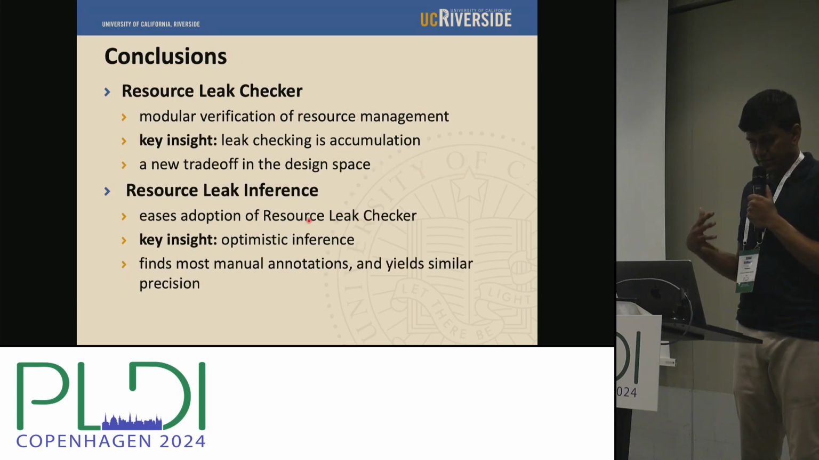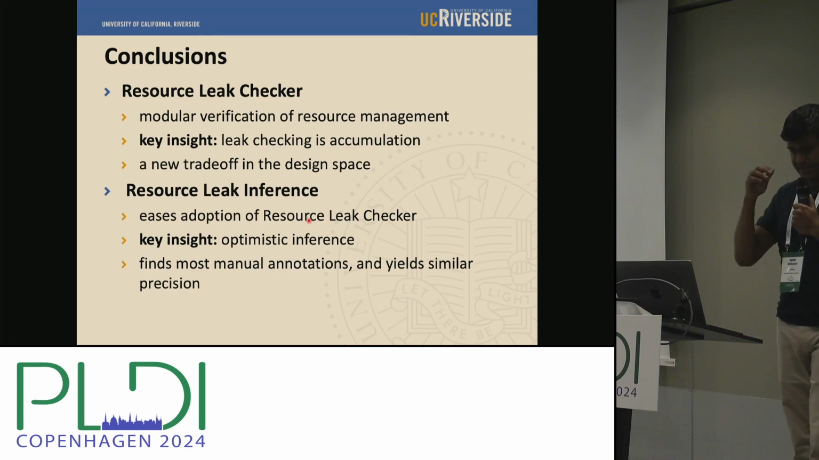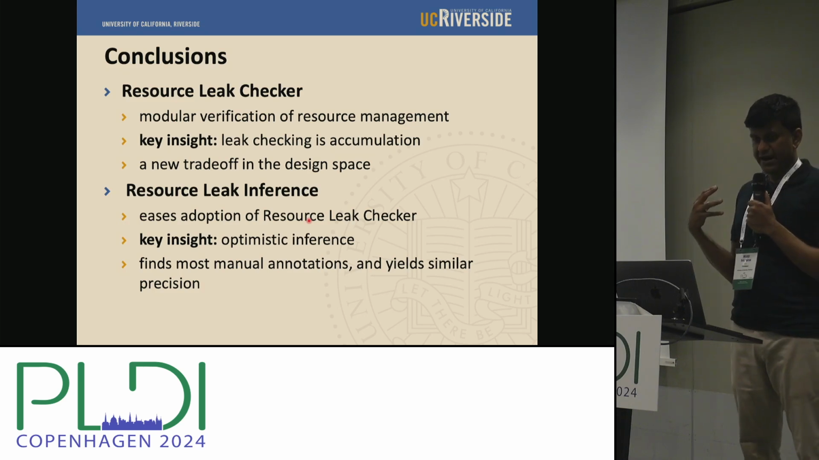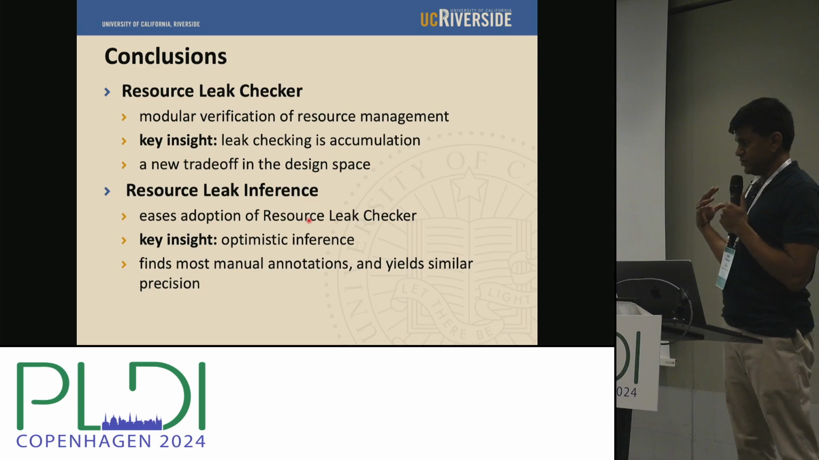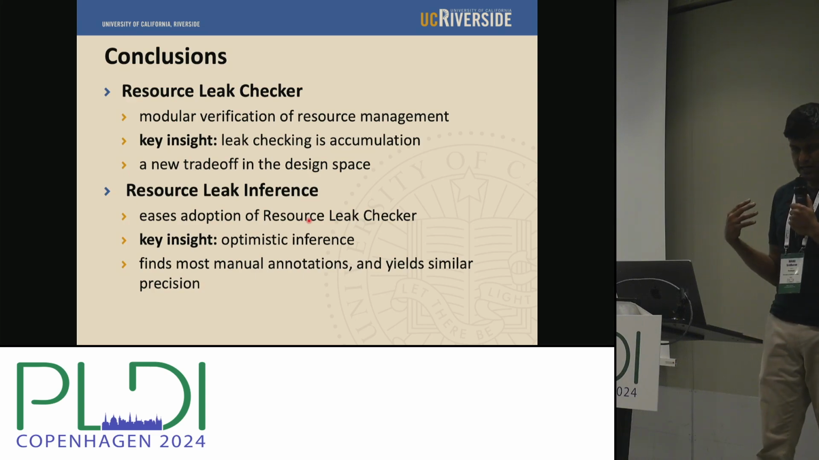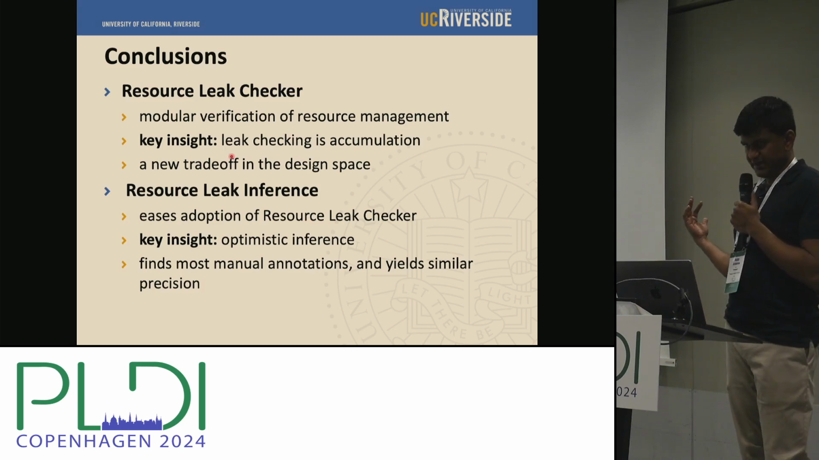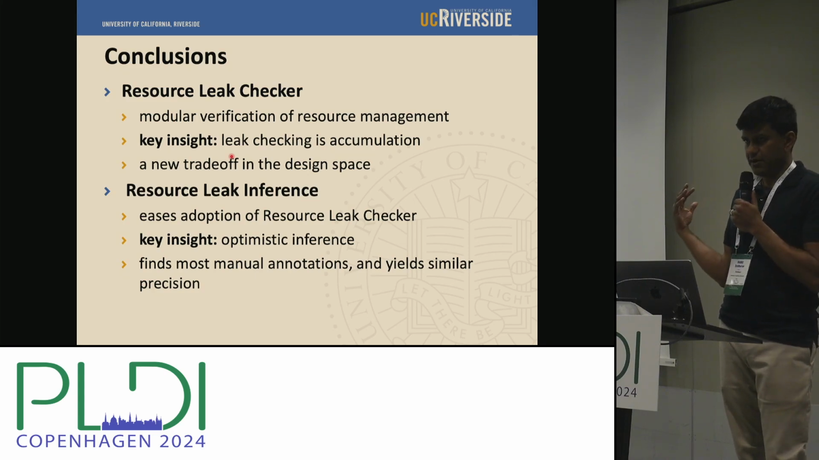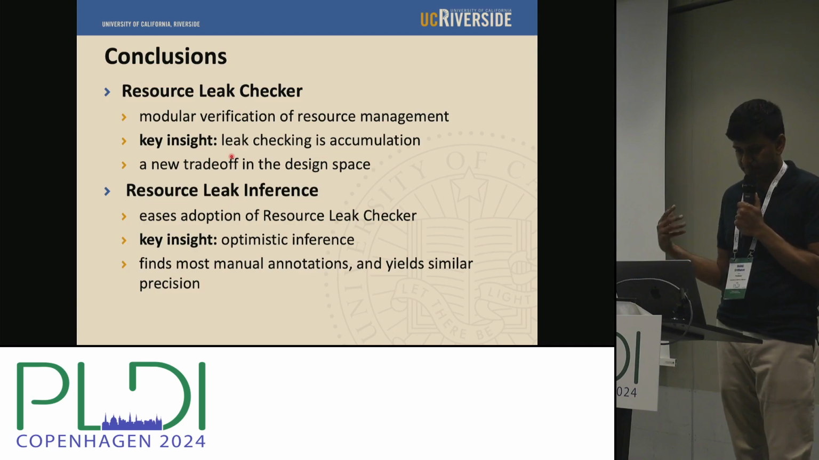So that's it. In conclusion, I talked about the resource leak checker. With this insight that we can build the core verifier without doing whole program alias analysis, that we can do targeted alias tracking, we came up with a tool that I think is a genuinely new trade-off in the design space. You need to write some annotations, but I think you can get much better confidence compared to other tools out there that you're really catching most of the potential leaks in your program.